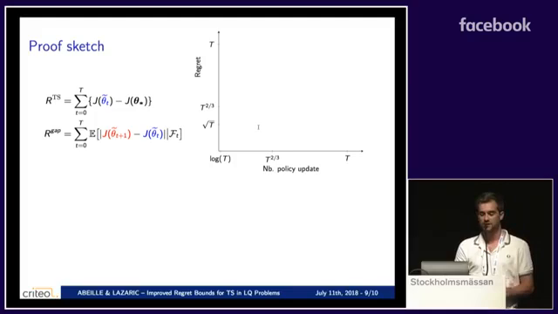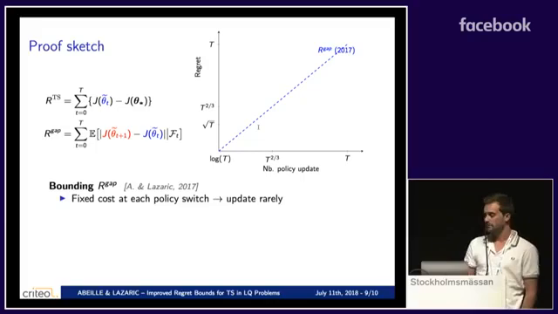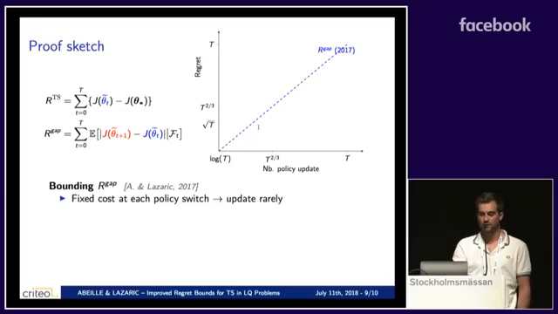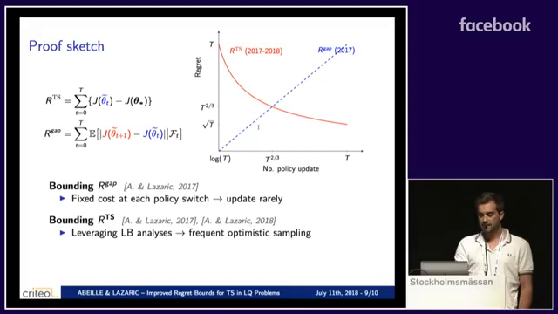This is what is illustrated in the picture on the right-hand side, where on the x-axis you have the number of policy updates, and on the y-axis you have the regret. Sticking with this previous line of proof, the R-gap regret scales linearly with the number of updates, so it speaks in favor of rarely updating. But on the other hand, if we look at RTS, the way we manage to bound it, leveraging what we know in the linear bandit case, is that we need frequent optimistic sampling to show that this regret term gets bounded.